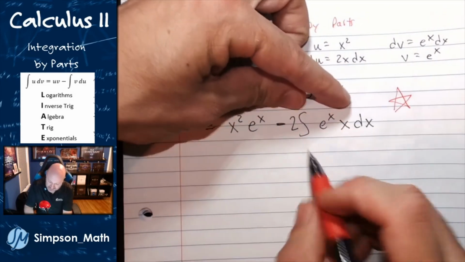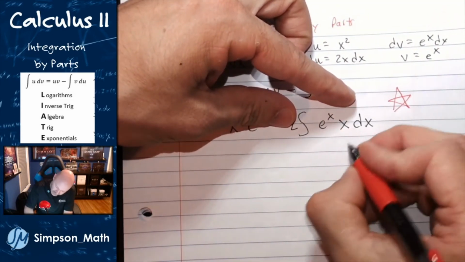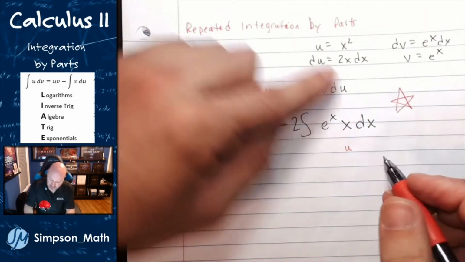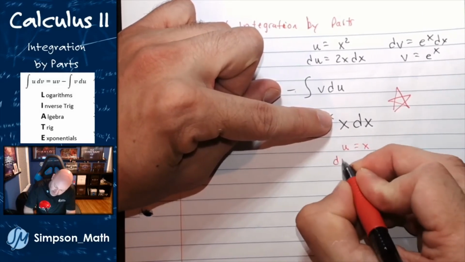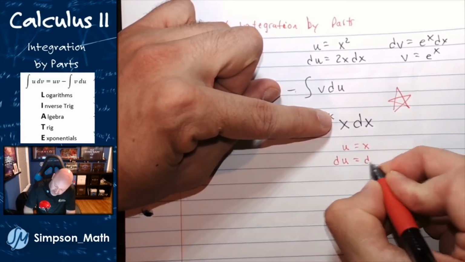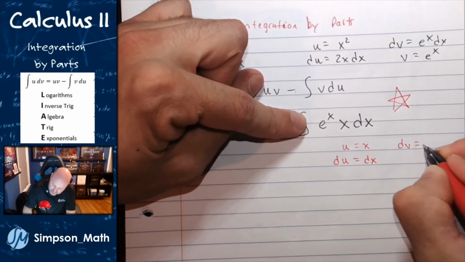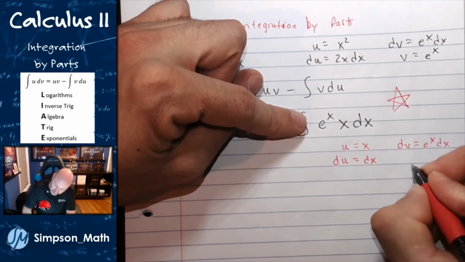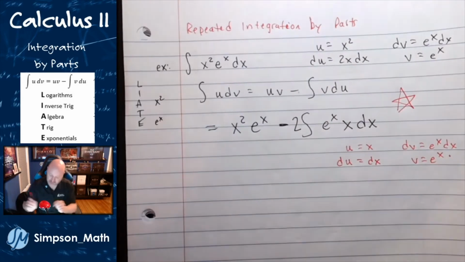I'm now focusing in on this integration right here. I'm going to let u be the first thing on our list. That's going to be the algebraic x. While I'm on u, the derivative of u is just dx. dv is the exponential, which I know how to integrate. v is e to the x. That's it.